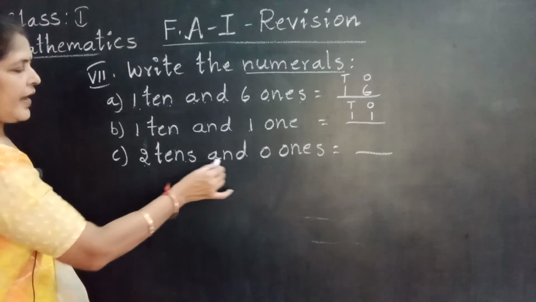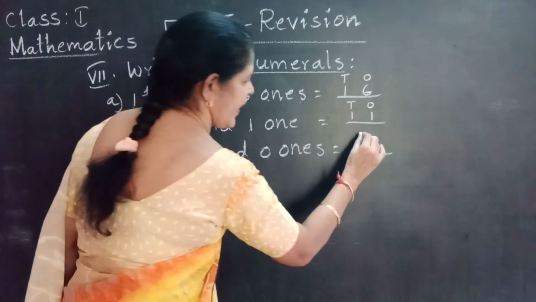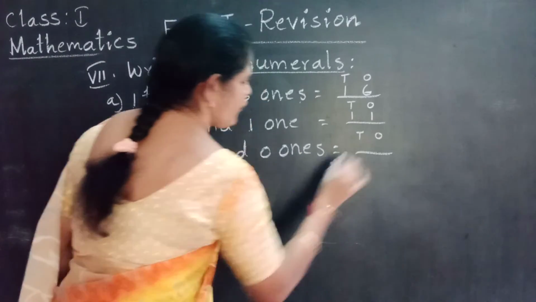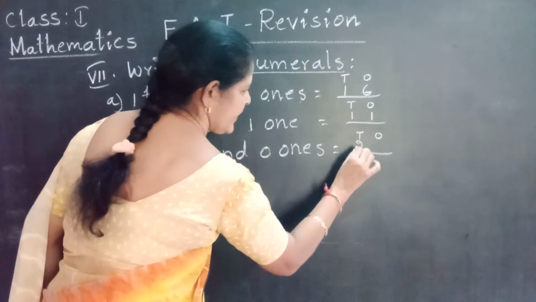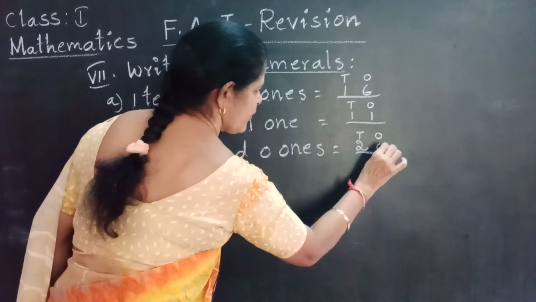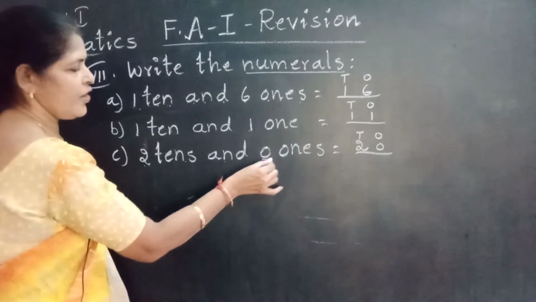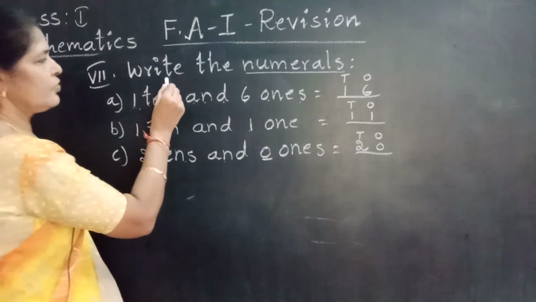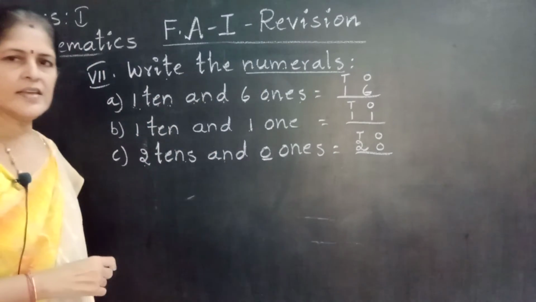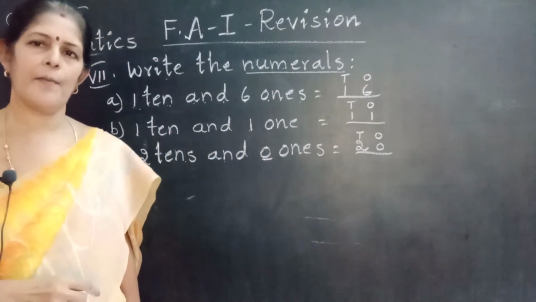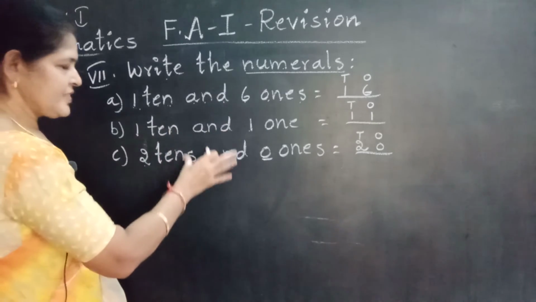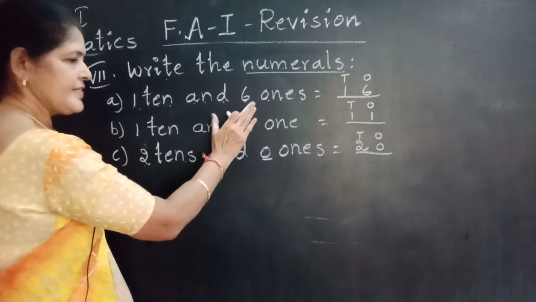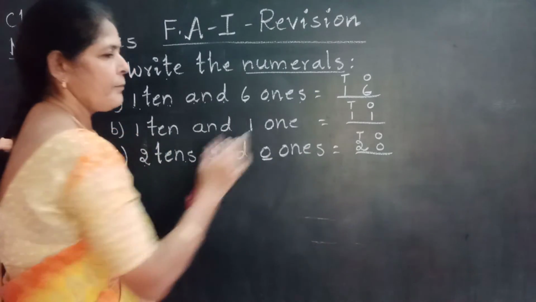Next, 2 tens and 0 ones. Again, tens place, ones place. 2 right in the tens place, 0 right in the ones place, 0. The number goes to 20. This is going to write the numerals. Write the numerals means numbers. This is place value. You read the place value and write the number.